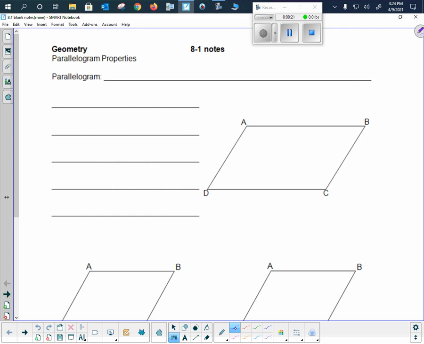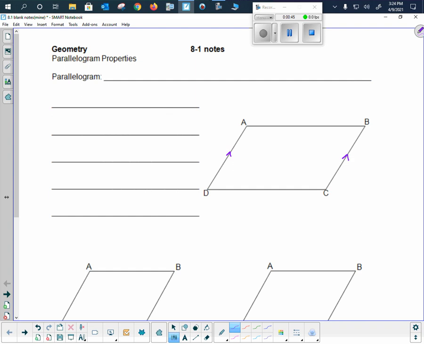In 8.1, we're looking at parallelogram properties. I'm going to use this one big parallelogram here and draw in a bunch of stuff, and we'll use each of the lines for our properties. Here's the first thing you know about a parallelogram. It's right in the name, and that is that you have two sets of parallel sides.